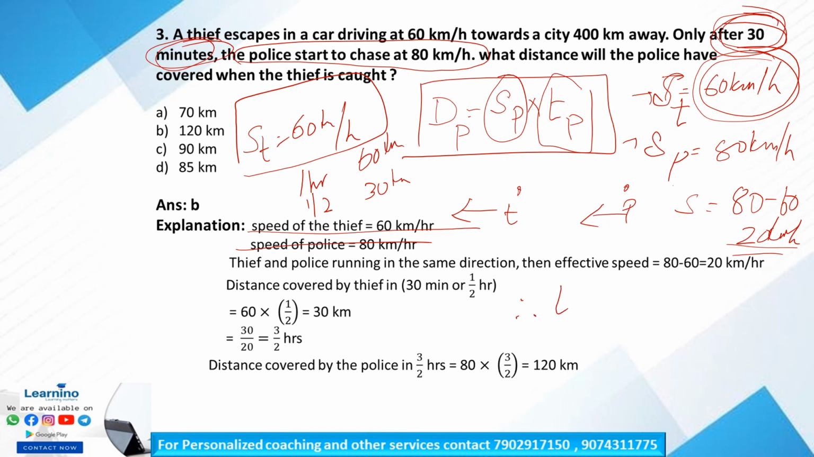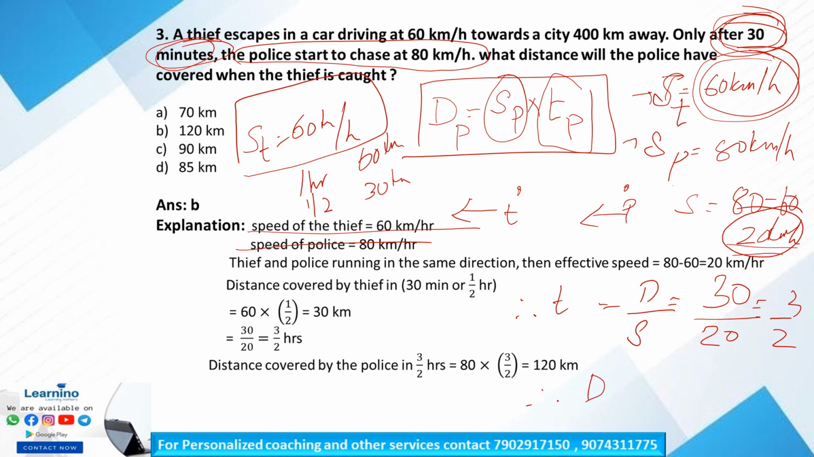Now what is the time of travel? Time is equal to distance divided by speed. So 30 kilometers divided by the relative speed, that is 20. Is it clear? The extra distance traveled by the thief is 30 kilometers, so 30 divided by 20, the relative speed, gives the common time. The common time T is equal to 30 kilometers divided by 20, which is equal to 3 by 2 hours. Therefore, we will simply get the distance covered by the policeman.